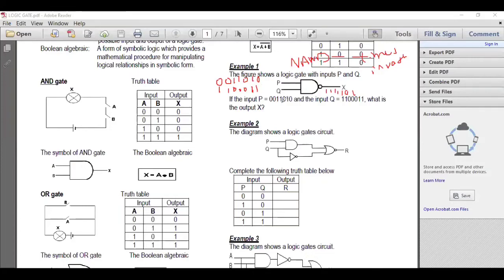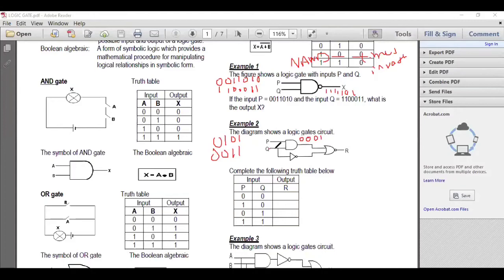Example like this: they give you the input and ask what the output is. What you do is write the order of the numbers in the diagram: 0, 1, 0, 1 and 0, 0, 1, 1. It passes to the AND gate, so you multiply: 0 times 0 is 0, 0 times 1 is 0, 0 times 1 is 0, 1 times 1 is 1.